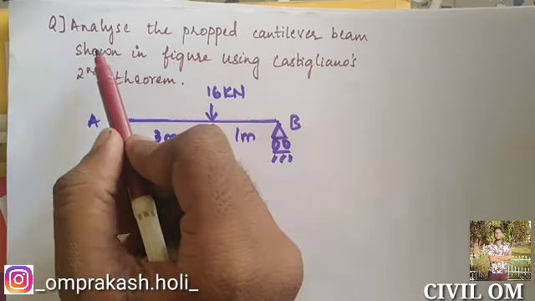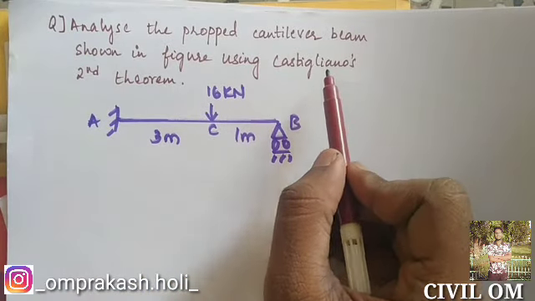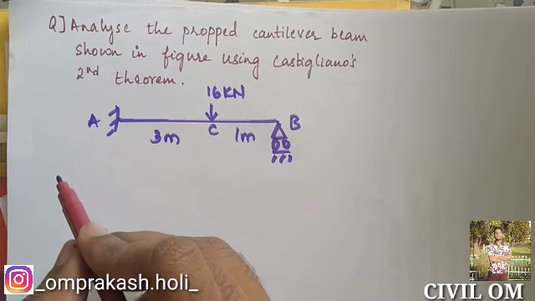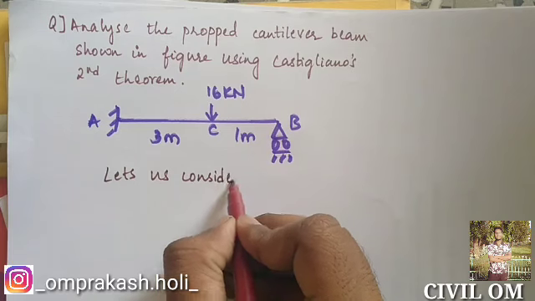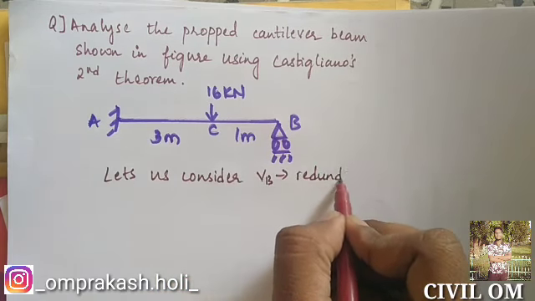So friends, let's solve the first problem. Analyze the propped cantilever beam shown in the figure using Castigliano's second theorem. So now what we'll be doing here, let's take the redundant force first. So VB is the redundant force. Now let us redraw this diagram.